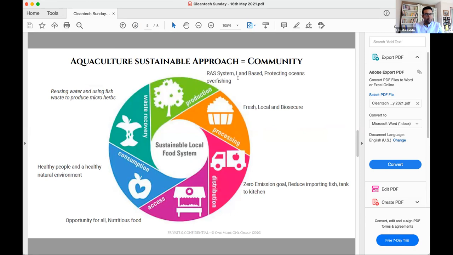And most importantly, as Mariam said, microplastic is actually going into the fish nowadays. So is your fish secure? Yeah, there is a report in the Guardian that says, is your fish fake? Because there is a lot of fish laundering. I never heard this word. This is the first time I have come across fish laundering. And then the processing would be fresh, local, biosecure.